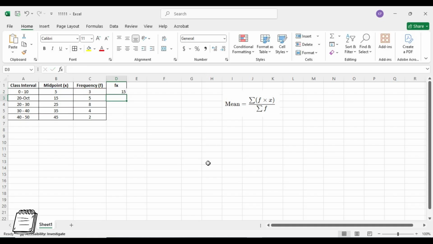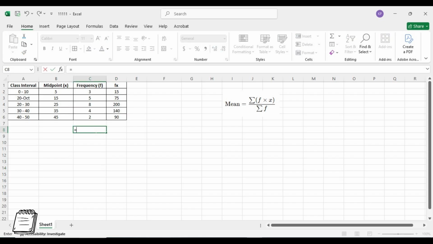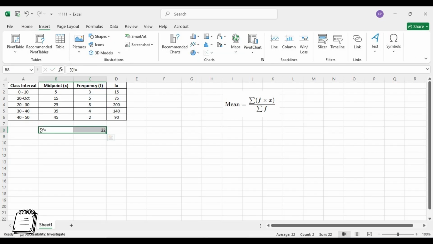Now we have to make a sum of all this, meaning sigma fx. Let's first calculate sigma f. Sigma f means the sum of all frequencies. Sigma f is equal to, write SUM, select SUM from the list, then double click on it, then select a range from all the 5 groups, then close the bracket, press enter. So the sigma f we got is 22.